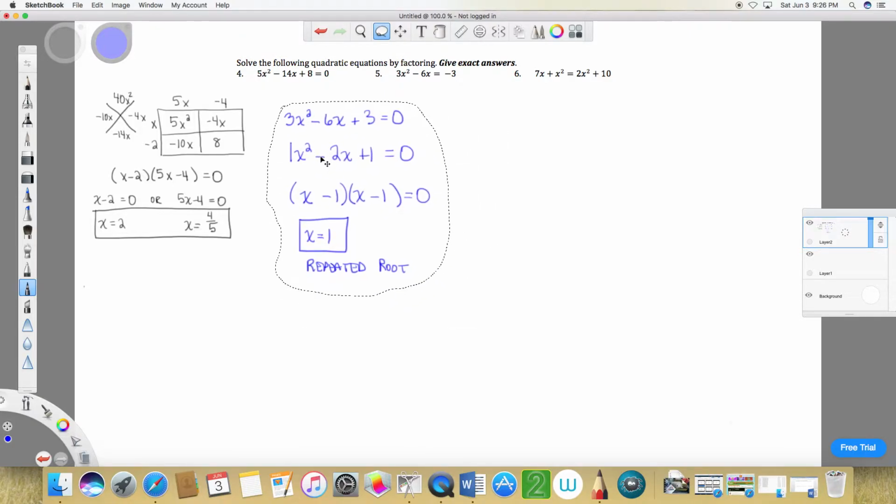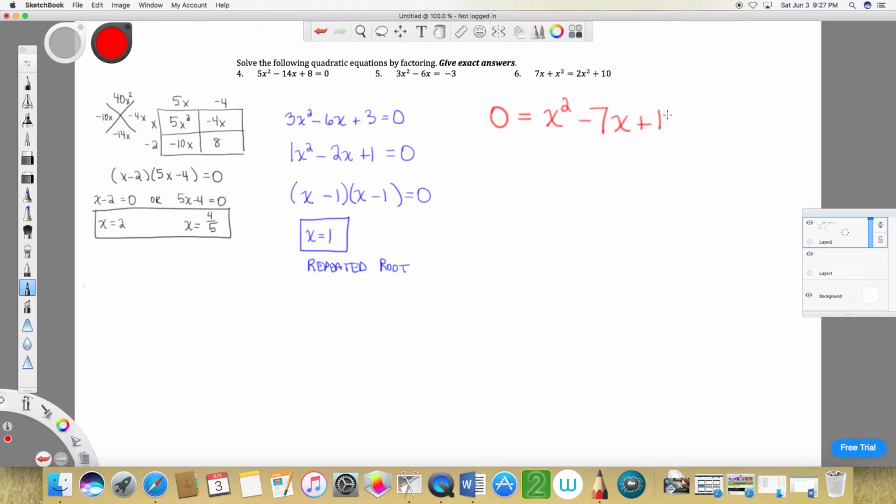So let's look at number 6 here. Again, it's a quadratic equation, but it's not in standard form. I like to have my leading coefficient be positive. So I'm going to move these terms to the right-hand side. I'm going to take away x squared from each side. 2x squared, take away x squared is going to leave me with x squared. Take away 7x from each side, and then I have plus 10.